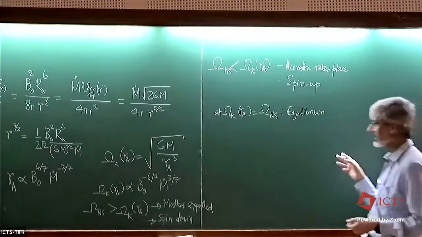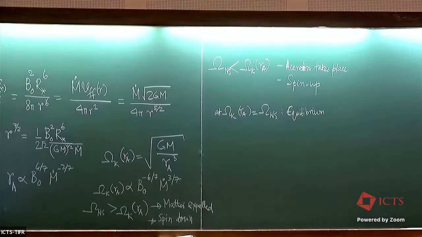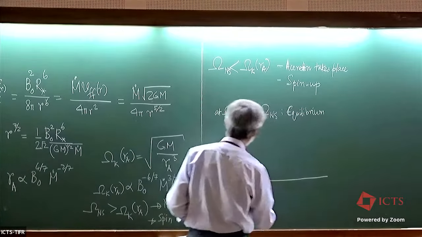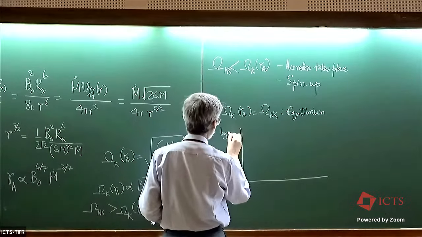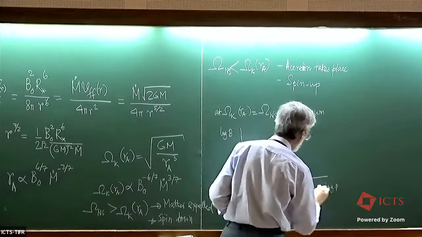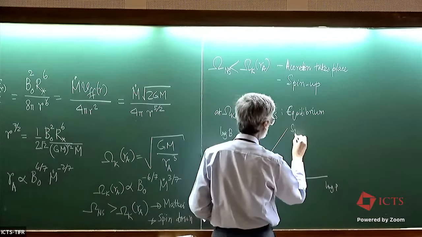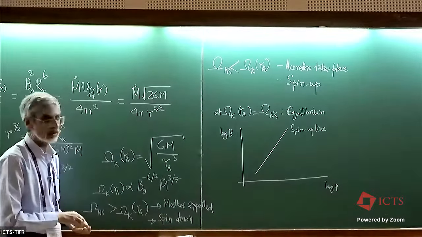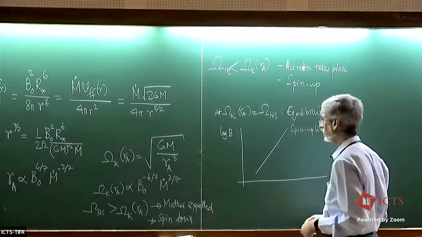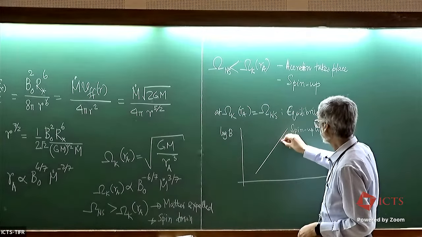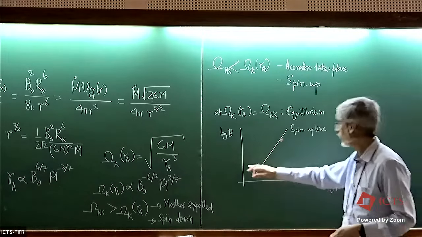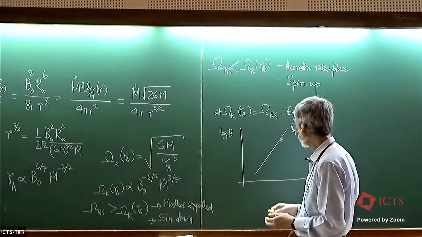So given an accretion rate and a magnetic field, we would be able to tell what is going to be the equilibrium omega or equilibrium spin period. So this is usually displayed in a diagram of log B versus log P, and you have a line which is called the spin-up line. Stronger field neutron stars will achieve an equilibrium spin-up at a longer period. Lower field neutron stars will achieve spin-up at a shorter period.